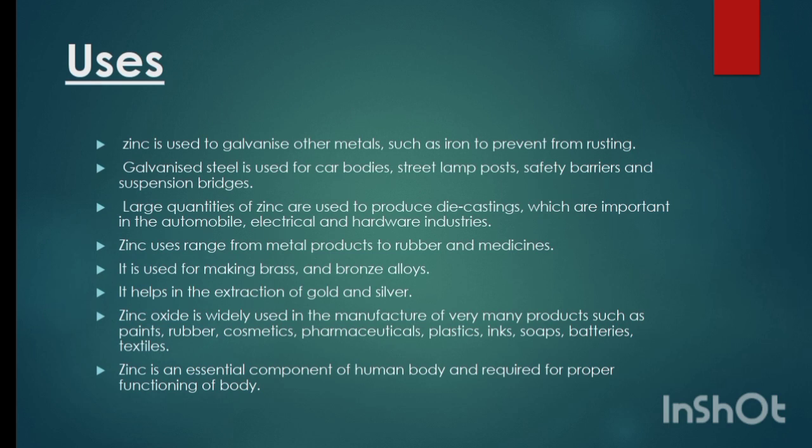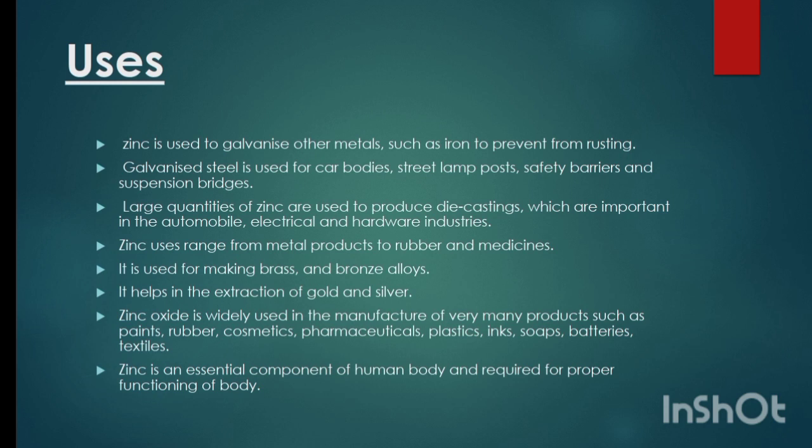Large quantities of zinc are used to produce die castings, which are important in the automobile, electrical, and hardware industries. Zinc uses range from metal products to rubber and medicines. It is used for making brass and bronze alloys. It helps in the extraction of gold and silver.